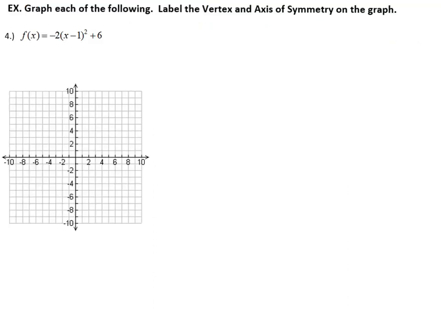Okay, so let's try graphing some of these. A few examples here. Graph each of the following. Label the vertex and axis of symmetry on our graph. Luckily our first one here is given to us in vertex form. So we can quickly identify my vertex at our values of h and k. However, remember, h was a little tricky.